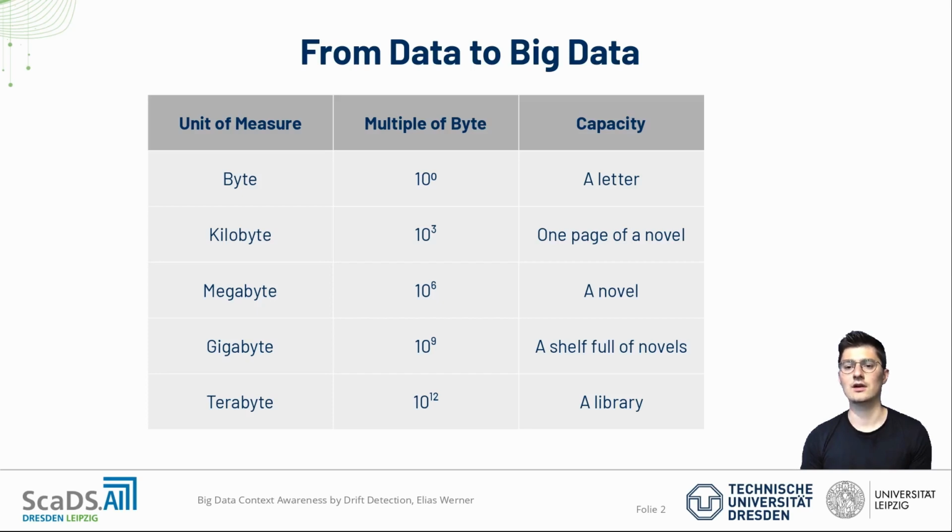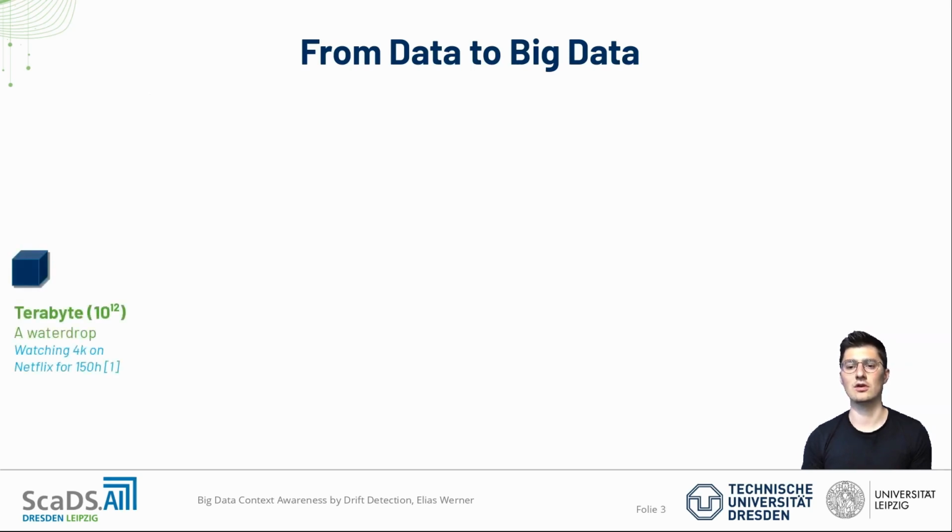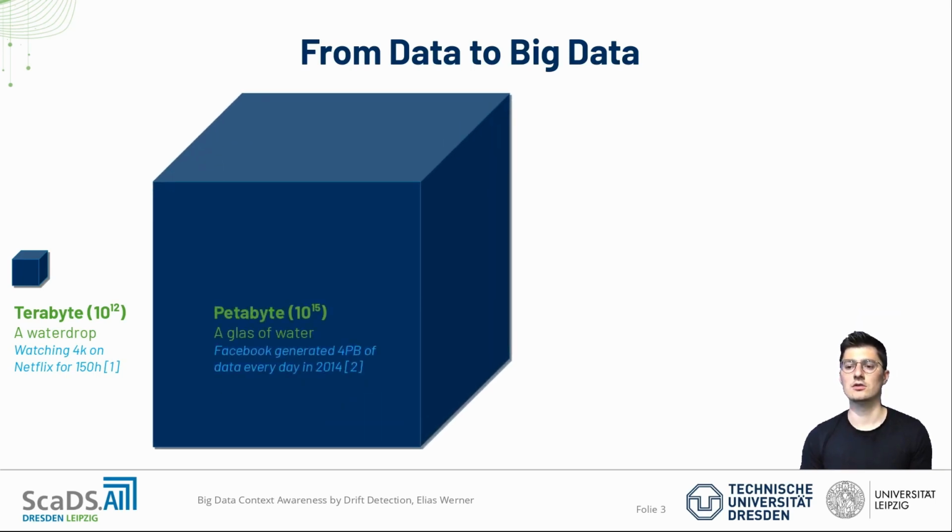In our daily life, we have gigabytes of data on our smartphone and we might have an external storage device where we have space for terabytes of data. Watching 150 hours of 4K content on Netflix is also in the order of magnitude of a terabyte. Anyway, when talking about big data, then we might consider bigger units. Therefore, let's assume that a terabyte is a water drop. Then a petabyte of data would be roughly a small glass of water. To categorize that unit, Facebook generated 4 petabytes of data every day already in 2014.